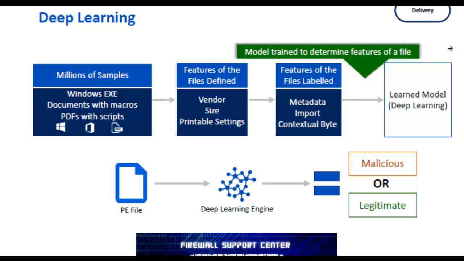The deep learning model is trained on millions of samples of known good and bad files. It is taught the features, the size, compression setting, printable strings, vendor, and so forth of these files, which are then labeled. The model is then trained to determine the features of a file to create a learned model. When a file is tested with this model, deep learning evaluates portable executable files on a machine at the time of execution within the sandbox. The engine predicts if the file is malicious or legitimate based on the file characteristics, which have been learnt from the samples the model has been trained on. The prediction is returned, and the file is categorized as malicious or legitimate.